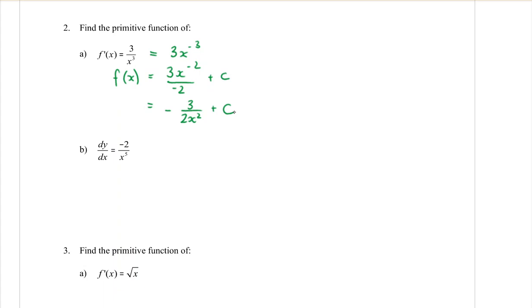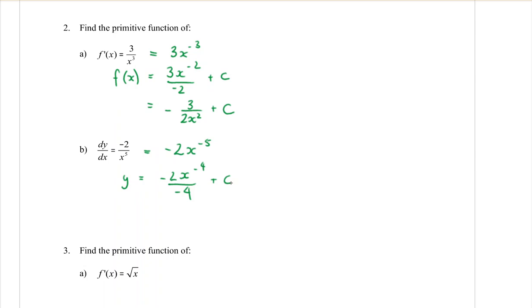Another one, part B. Again, I need to change the way that is written before I can find the primitive. So the minus 2 will stay at the front, and I'll bring x up, and it will get a negative power, x to the negative 5. dy dx will become a y equals. I will leave the negative 2. I will add 1 to the power, which becomes a negative 4 over negative 4, and plus the constant.